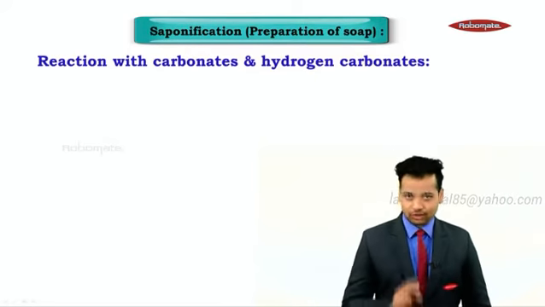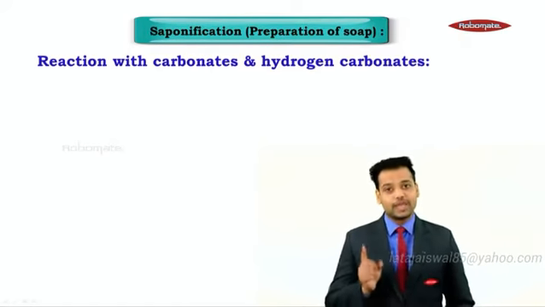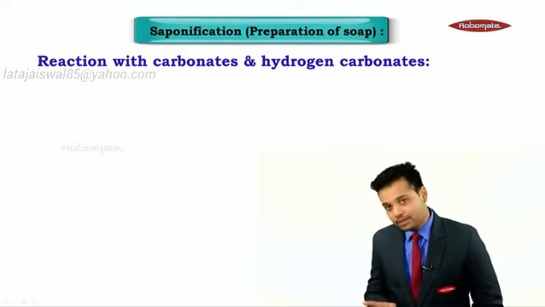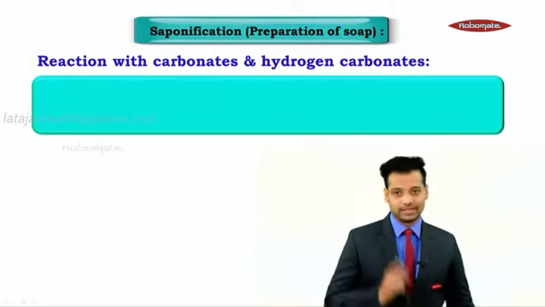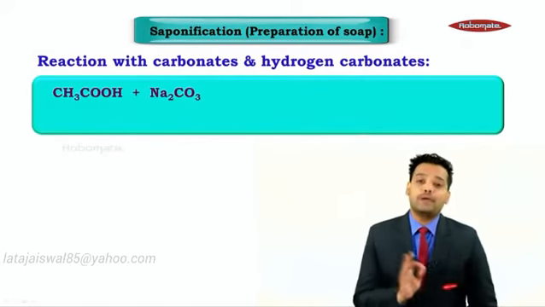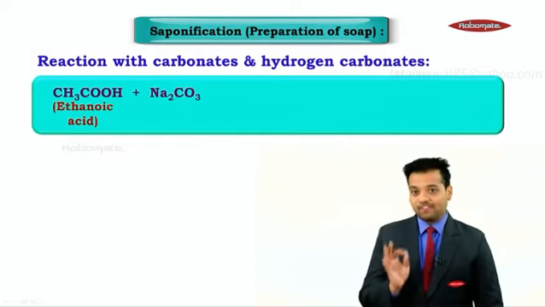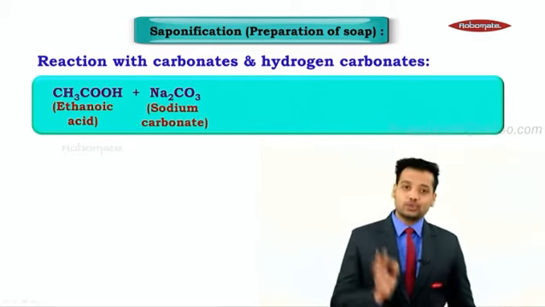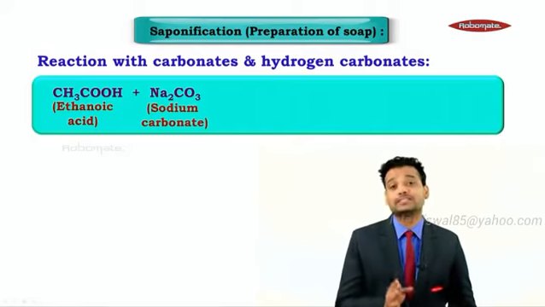Reaction. There are three ways, or two ways I'll say. The first way is carbonates and hydrogen carbonates. So you can either use a carbonate to form soap or a hydrogen carbonate. Let's see. When acetic acid reacts with sodium carbonate, it forms something called soap. So ethanoic acid and a sodium carbonate.